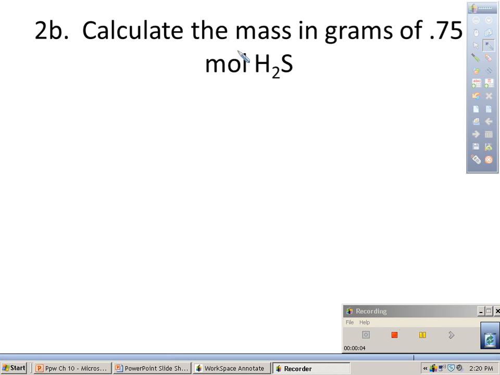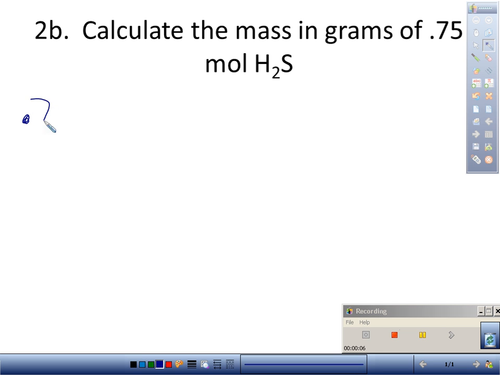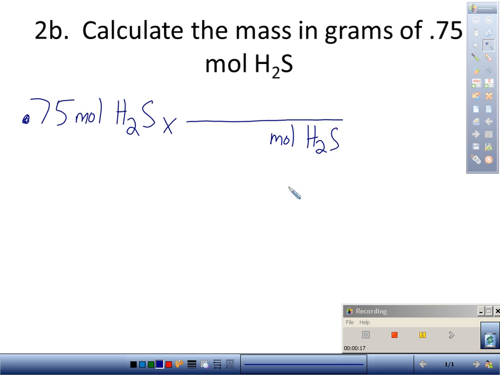First step here, if I'm converting something, is to always write the given. Then I'm going to take whatever I start with and put it down here. I'm trying to change it to grams, so I put grams on top. Now to figure out how many grams are in a mole, and it's always 1 mole, I go to my periodic table.